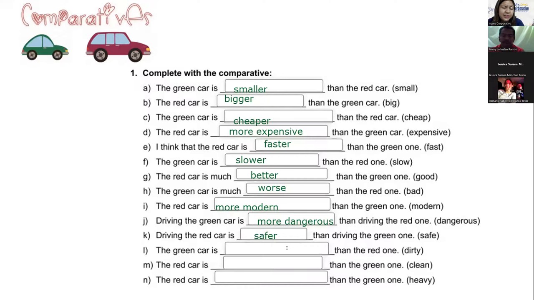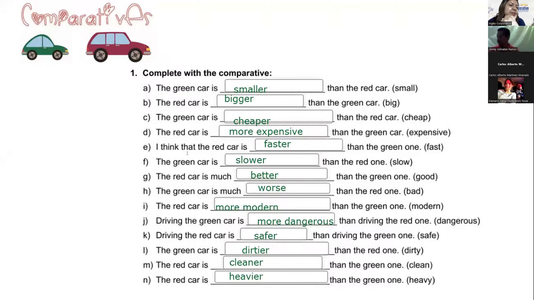Letter L. The green car is more dirty. Dirtier. Yes, in this case, dirty is the adjective, right? So I changed the Y for I. Dirtier. The green car is dirtier than the red car. The red car is? Cleaner. And the red car is heavier than the green one. Yes.